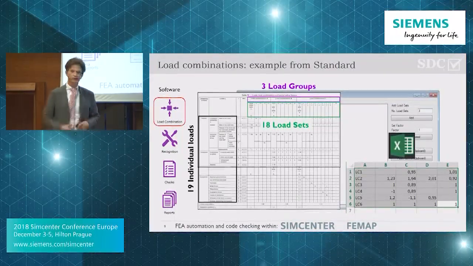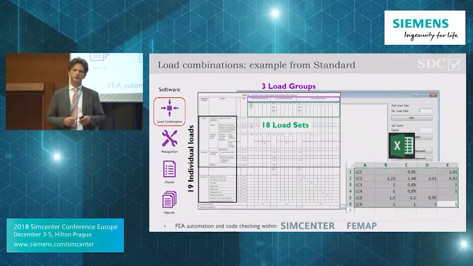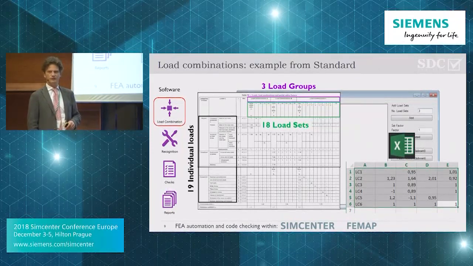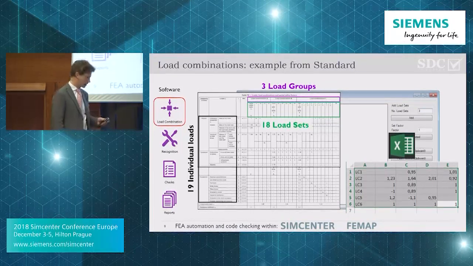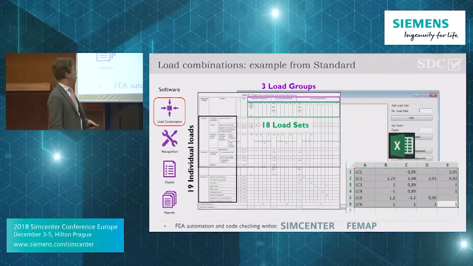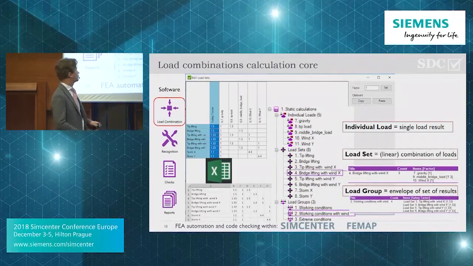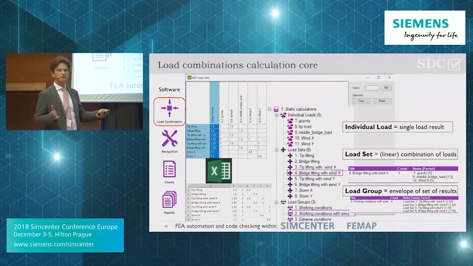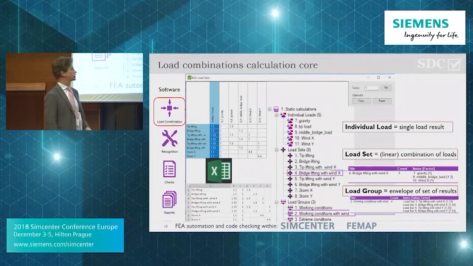The first thing is, if you want to calculate according to rules and standards, typically you need a lot of load combinations. So that is the first thing we do in SDC Verifier. So how does that look? We have a matrix-like functionality which you can copy directly from Excel if you need, where you can set a partial load factor for each separate load influence, and then the load set combination is 1 times gravity and 1.3 times tip load in that situation.